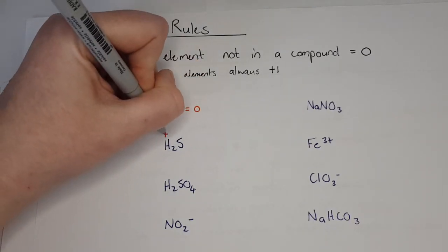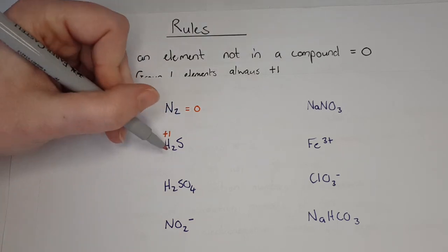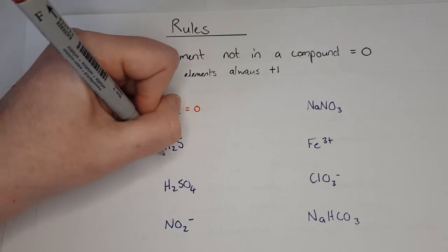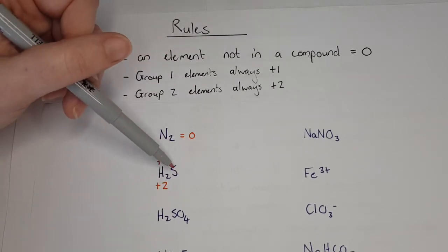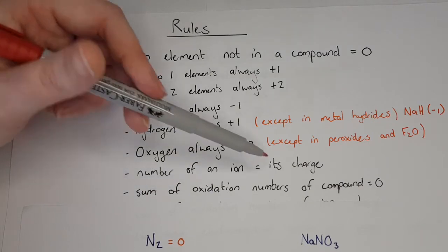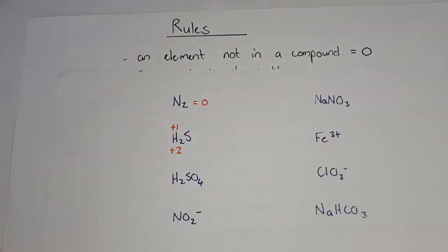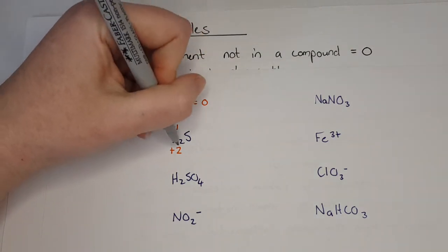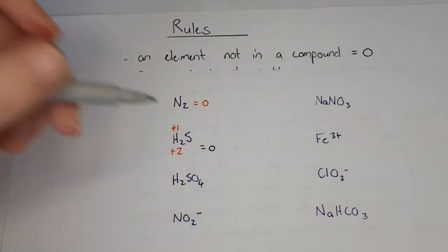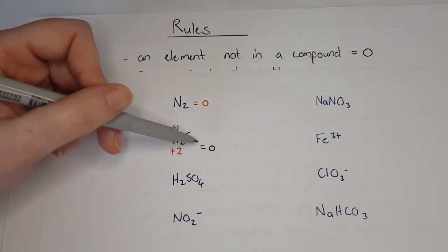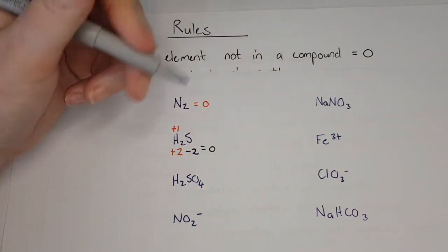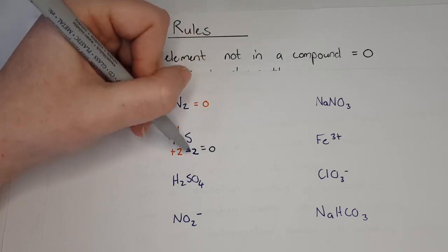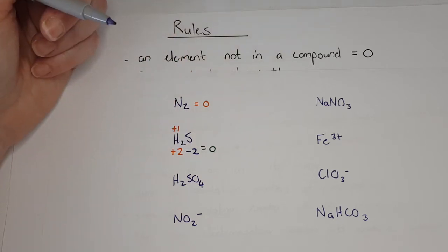So that means that hydrogen here is plus 1. But there's 2 of them, so 1 times 2 means its overall charge is plus 2. And now this is a compound that has no charge, and I've said the sum of the oxidation numbers of a compound is 0. So that means that all the oxidation numbers in here must add up to 0. So far I have a plus 2. So in order to get this to equal 0, the one that's missing has to be minus 2, because plus 2 minus 2 would be 0. So that means that sulfur has an oxidation number of minus 2.